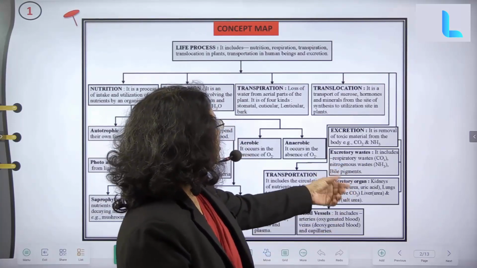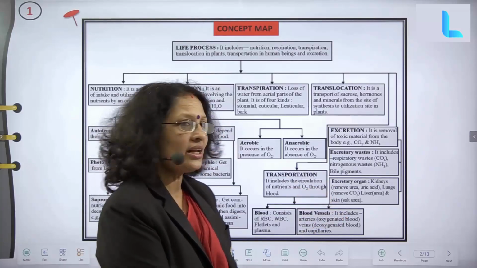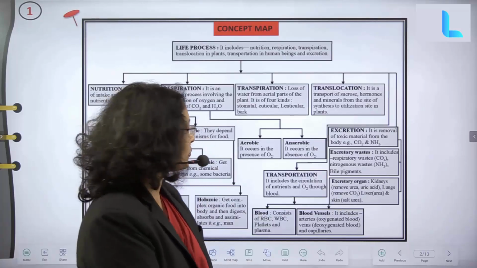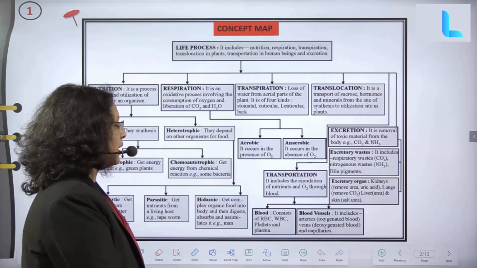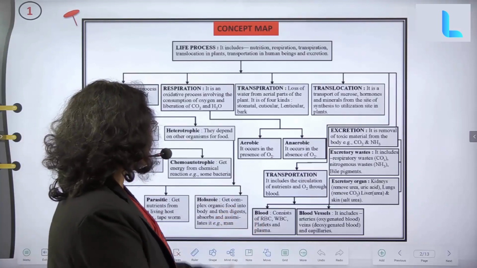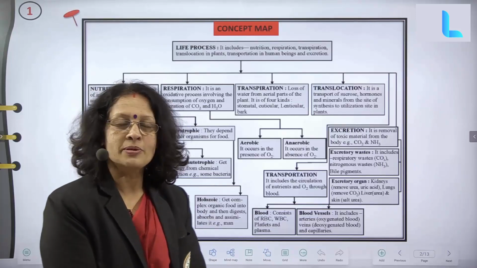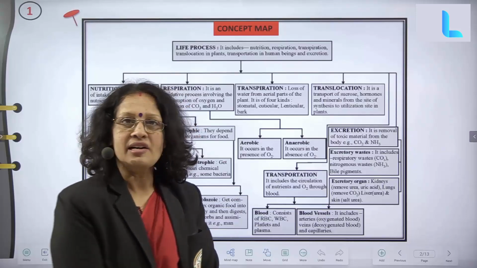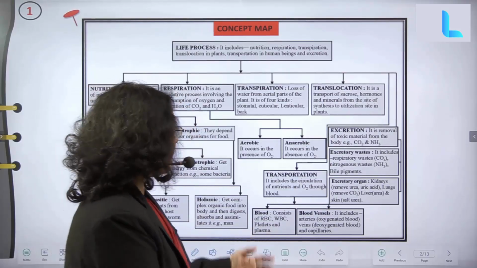Excretory waste includes respiratory waste, nitrogenous waste and bile pigments. Excretory organs are the kidneys, which remove urea and uric acid; lungs remove carbon dioxide; the liver removes urea; and skin removes salt and urea. Then we have blood, which consists of RBC, red blood corpuscles, WBC, white blood corpuscles, platelets and plasma. Blood vessels include arteries, which carry oxygenated blood, veins, which carry deoxygenated blood, and capillaries.